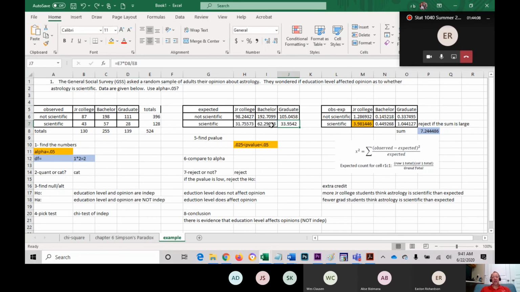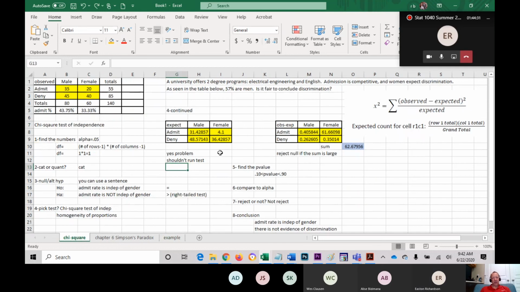So as long as no more than 25%, so zeros, can't have zeros. But if this is a 4, let's say, that's still not a problem because my expected count is 23 and it's okay. In this table here, a 4.1 would be a big problem.